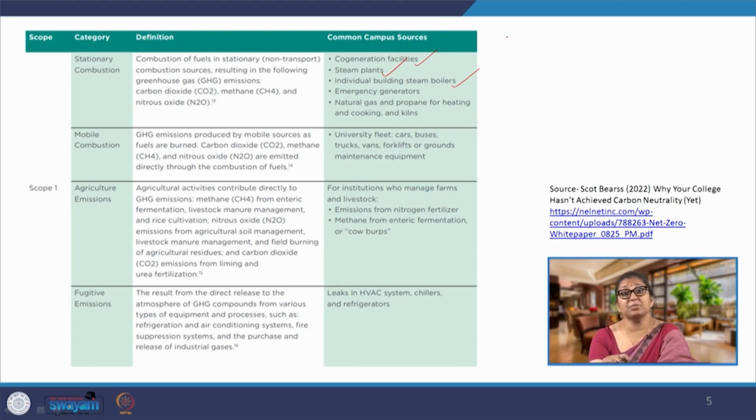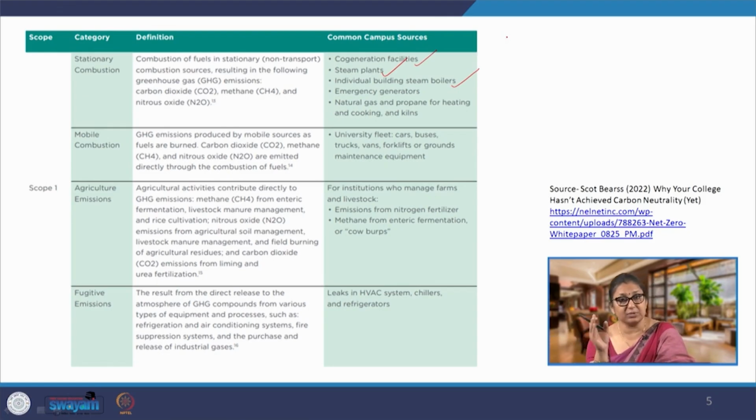But if it is directly run, for example, we have the biomass being used as fuel. So, wood pellets are there and they are being run in the boilers or the heaters. So, then that emission is going in scope 1. But if the same boiler is run on electricity, then it is going in scope 2.